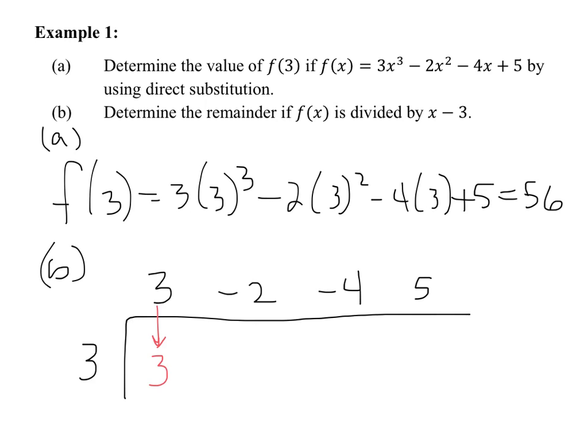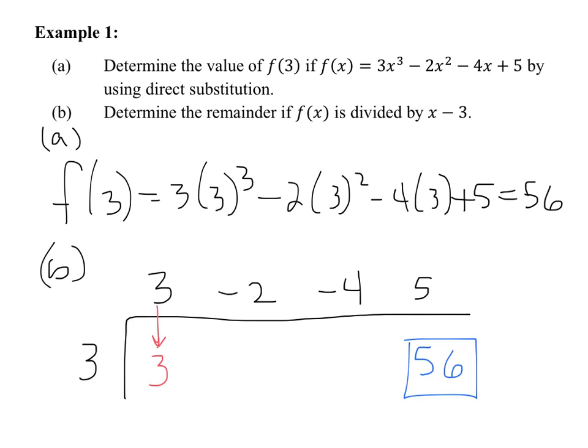Mike, what did you get? 3x squared plus 7x plus 17 plus 56 over x minus 3. So the remainder is then? What's the last number? 56. The remainder you get is 56. It's not a coincidence. This is actually the remainder theorem.